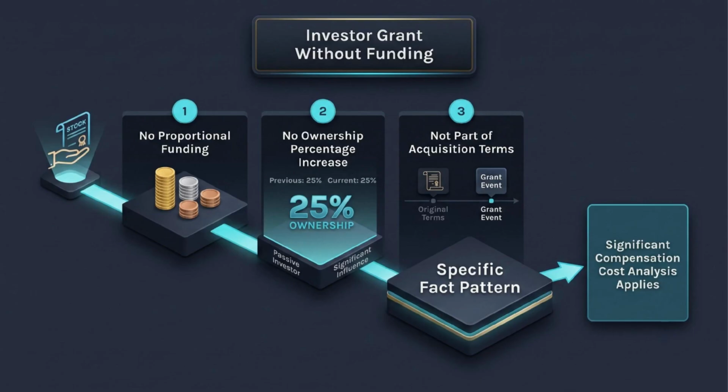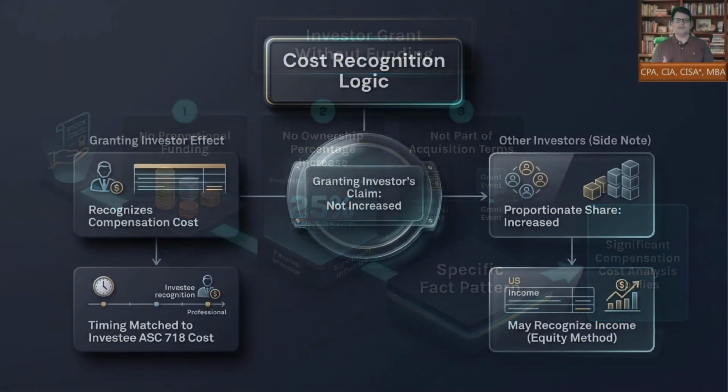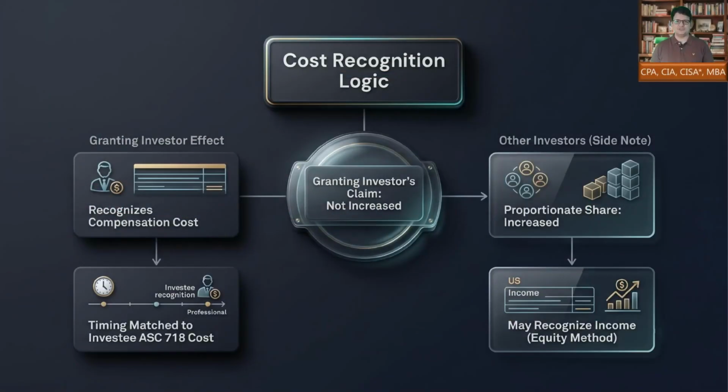When those conditions are present, we need to analyze whether the granting investor has increased its claim on the investee's book value. If not, the accounting usually points toward compensation cost recognition rather than increasing the investment carrying amount. If the granting investor's claim on the investee's book value is not increased, the investor recognizes compensation cost in its own financial statements, timed to when the investee recognizes the related cost under ASC 718. The investment account does not increase simply because the investor issued awards.